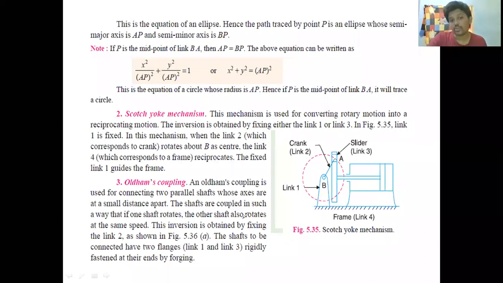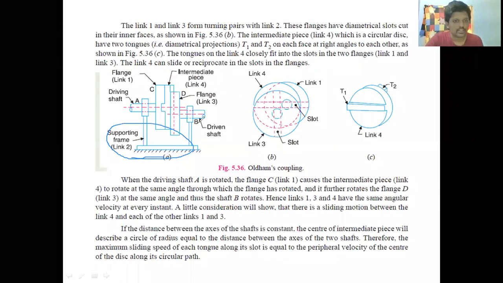The inversion is obtained by fixing link 2. I'll show you what link 2 is. The shafts are connected by two flanges, link 1 and link 3. So here the inversion happens by fixing link 2. This is the supporting frame, which is link 2, and this is a shaft and this is another shaft, the driving shaft and the driven shaft. If one shaft starts rotating, the other shaft will also move with the same speed, as we said, since these two shafts are not at much distance, right?